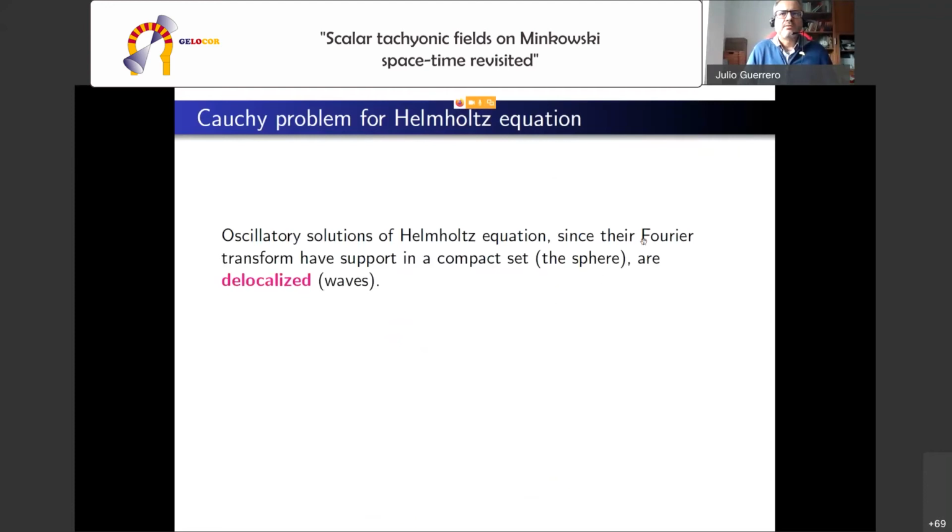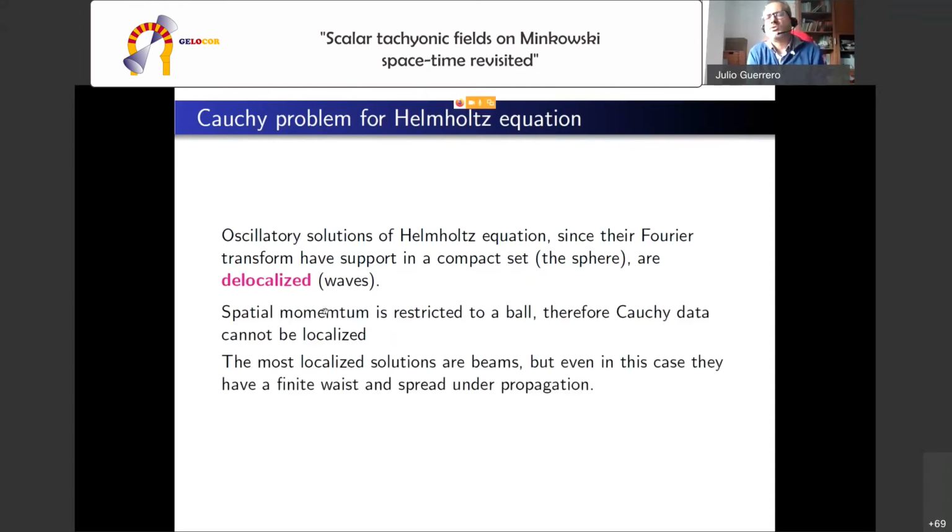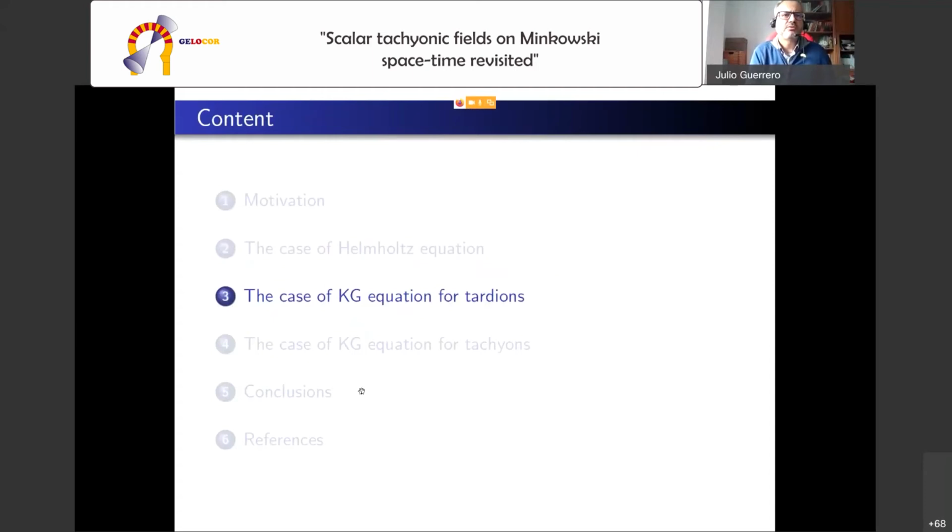Okay, since the Fourier components of the solutions of the Helmholtz equation lie in a compact set, they are delocalized, in the sense that we cannot construct arbitrarily localized solutions of the Helmholtz equation. In fact, in the screen, the Cauchy data cannot be localized. Okay. In fact, the most localized solutions we can construct are beams, and even in this case, they have a finite width on the screen, and of course they spread on propagation. The width is the size of the spot that we can see on the screen. So all solutions will only have a finite spot, it cannot be a point. They will all be spots. Okay. So these are the features of solutions of the Helmholtz equation.